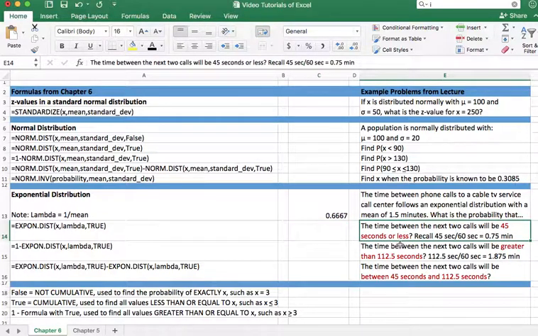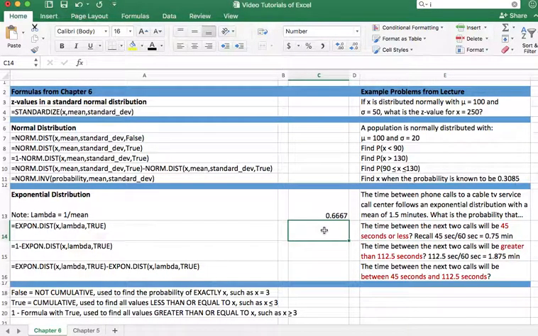What is the probability that the time between the next two calls will be 45 seconds or less? Here, it's asking for it in seconds, but we want to make sure to convert it so we're using the same units of measure. So we have to convert seconds to minutes since 1.5 minutes was part of the original problem. So we'll take 45 seconds divided by 60 seconds, and that gives us 0.75 minutes.